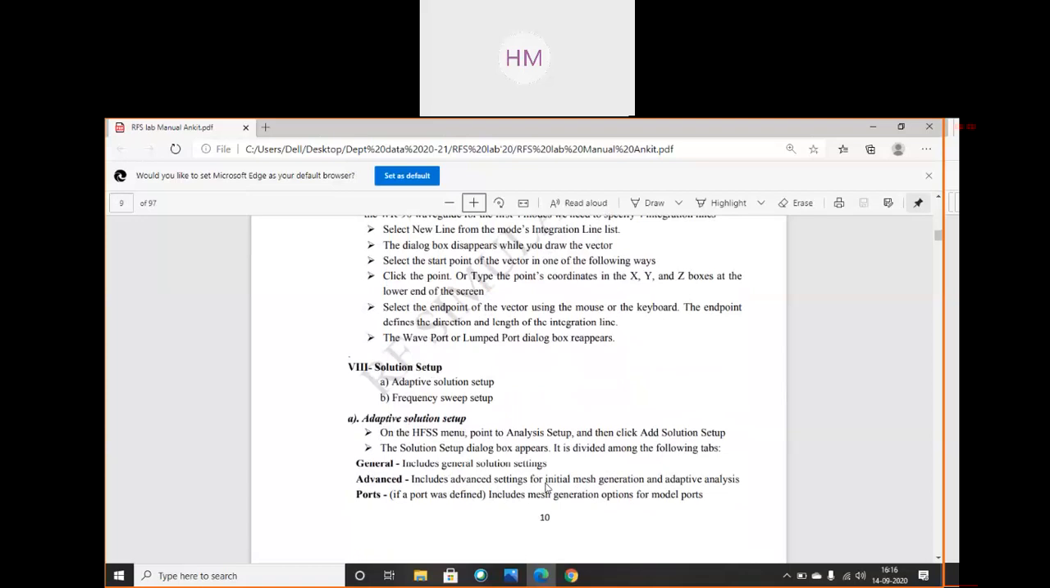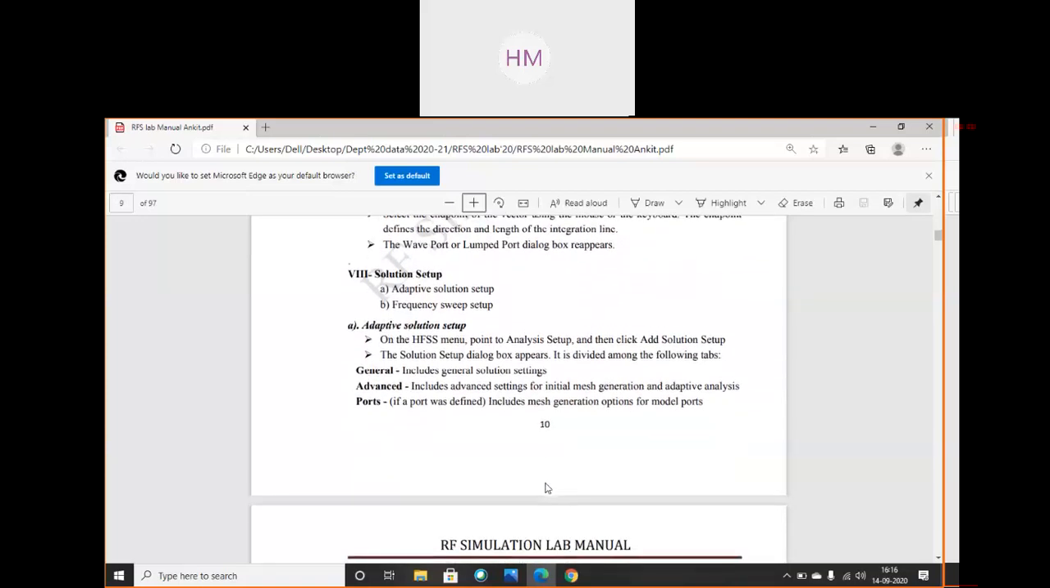Frequency sweep setup, adaptive solution setup. On the HFSS menu, point to analysis setup and then click add solution setup. The solution setup dialog box appears. It is divided among the following tabs. General includes general solution setting. Advanced includes advanced settings for mesh generation and adaptive analysis.